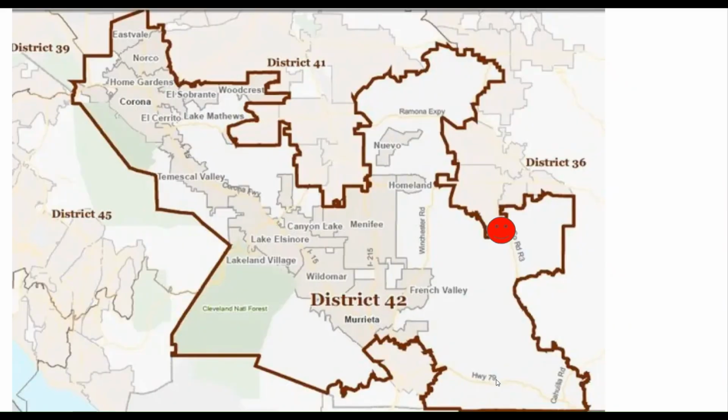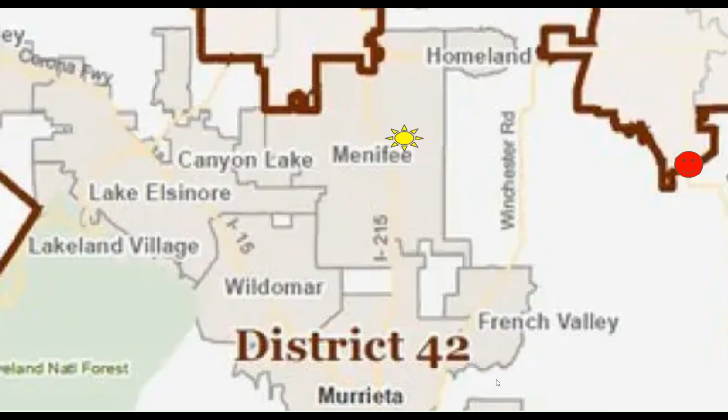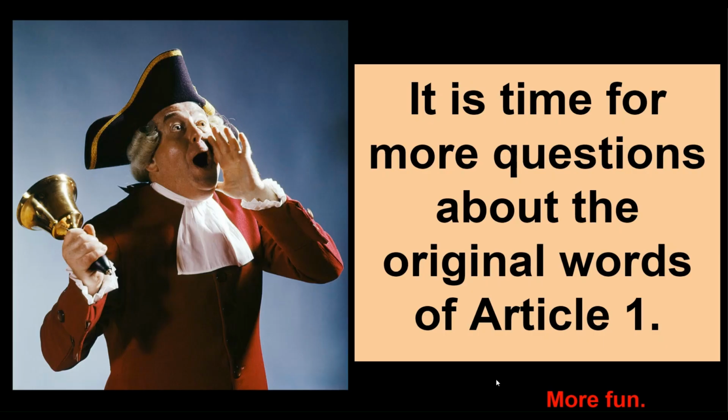Now, if we go to where Menifee and Wildomar and Murrieta are, that's District 41 or 42, depending on the year. The red smiley face is where I live. Okay. So where our campus is, where the sun is there. Okay. And we're in District 42 or 41, depending on which census count it was.